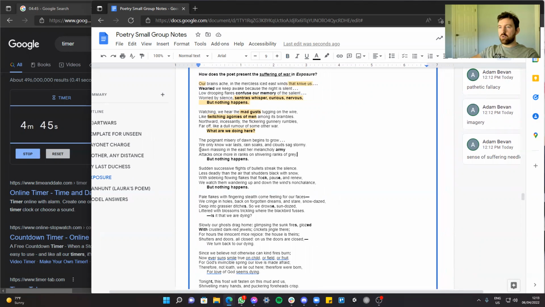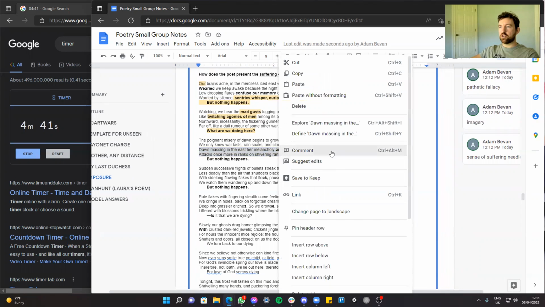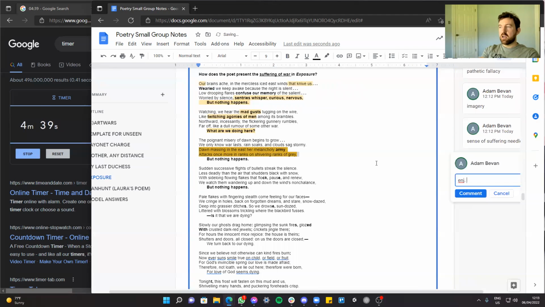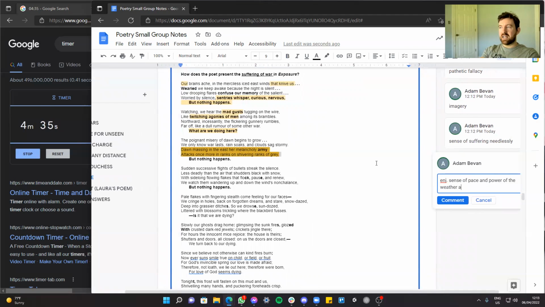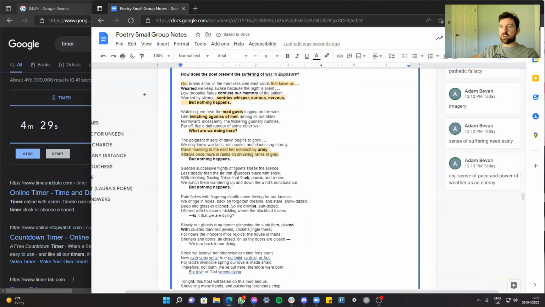So now that I've got to the enjambment, I start to see why it's here. The enjambment helps to give a sense of pace and power of weather as an enemy. That's what comes up now for me from the enjambment, and it creates the suffering of war also being from the elements, from the rain and the cold.